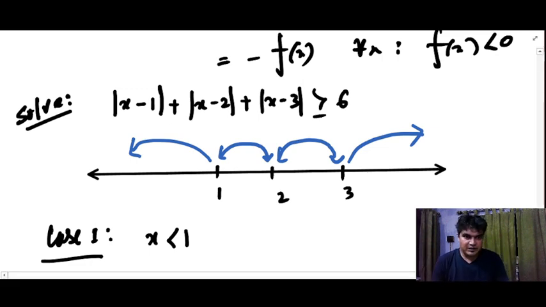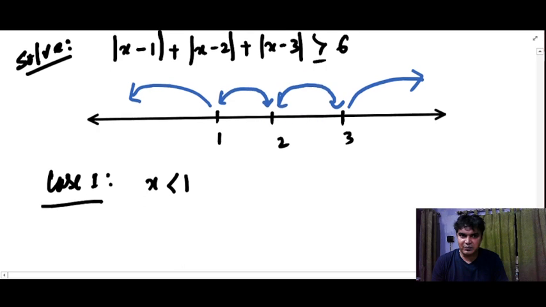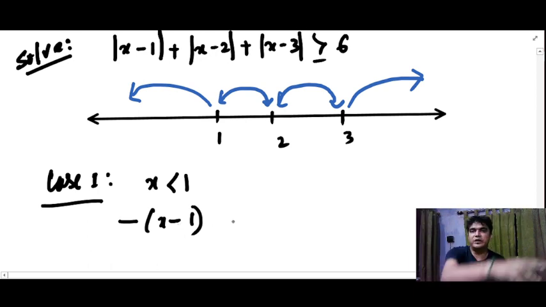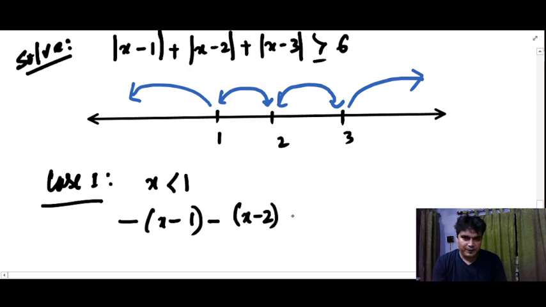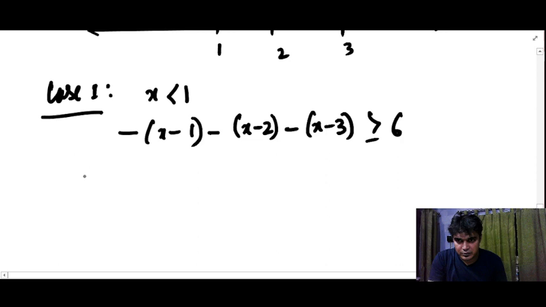So when the value of x is less than 1, x minus 1 is giving me a negative value. So I'll take it out as minus of x minus 1, and it is true for x minus 2, it is true for x minus 3. Every time when the value of x is less than 1, x minus 2 will be negative, x minus 3 will be negative. So for every one, we are going to give one negative sign. Now I'm going to solve it. So we are getting minus 3x plus 1 plus 2 plus 3, that means plus 6 greater than or equal to 6.